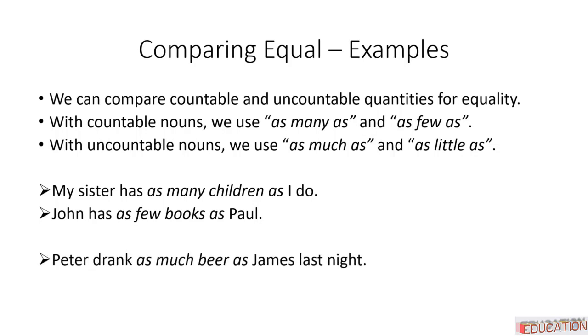With uncountable nouns, Peter drank as much beer as James last night. Again, we're not sure how much it was, but it was probably quite a bit. Or Emma has as little patience as Jane. Again, they both have not much patience. With beer and patience, of course, being uncountable nouns.